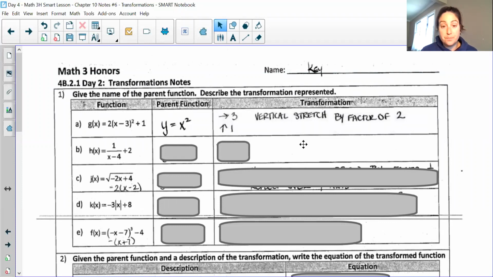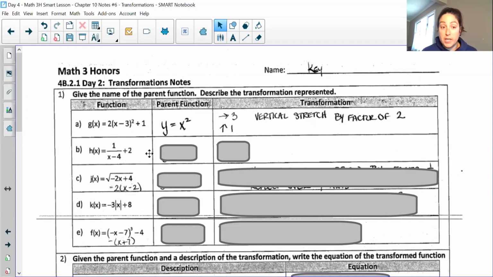But in this case, since we have a C value of 3 and a D value of 1, it's going to shift right 3 up 1. And since our A value is 2, we have a vertical stretch by a factor of 2. And the reason why, again, that's an A value is because it's not part of the input. It's not actually being squared. And that's why this is a C value, because it is part of the input. It is being squared, and why the 1 is our D value, because again, not part of the input. It's not being squared.